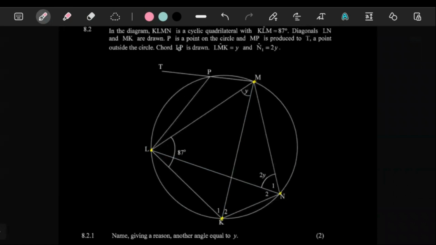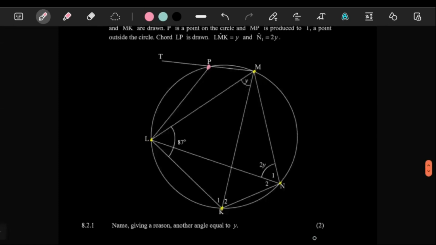It then says here, P is a point on the circle. Where's P? P is a point on the circle, and MP is produced to T, a point outside the circle. So this is not a tangent, you see, because it's cutting the circle twice. And then it says here chord LP. Where's LP? LP is just the line that they drew there. And then they said LMK is Y. This is Y. This is 2Y. Okay, that's interesting. So that's what they've told us. This is Y, and then N1 is 2Y.